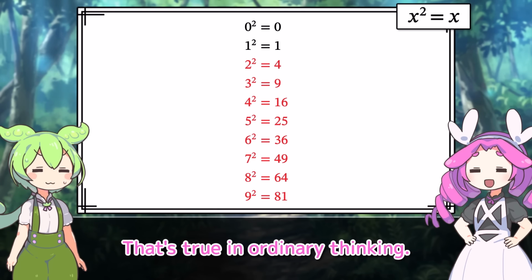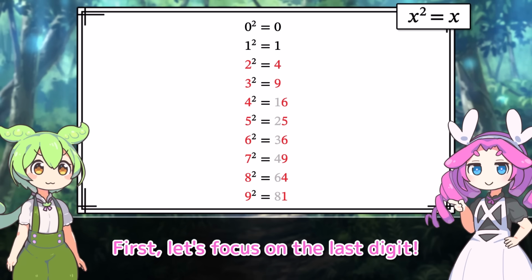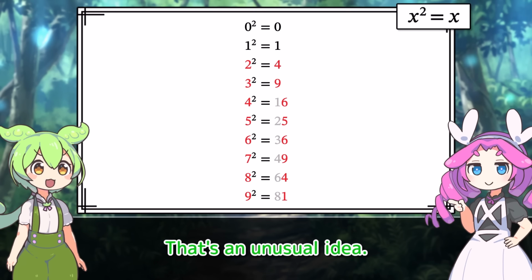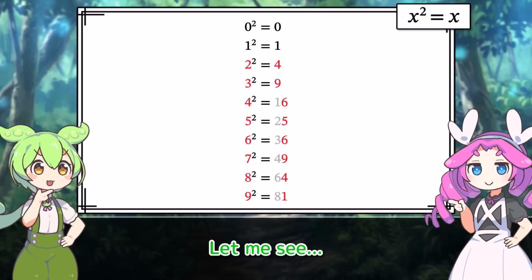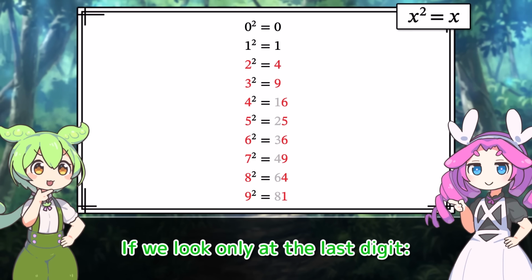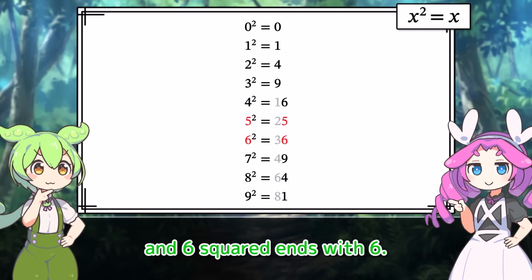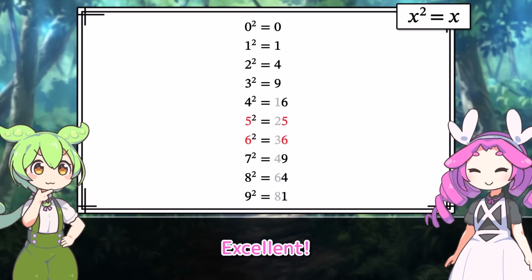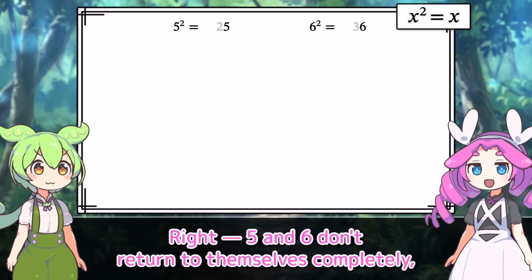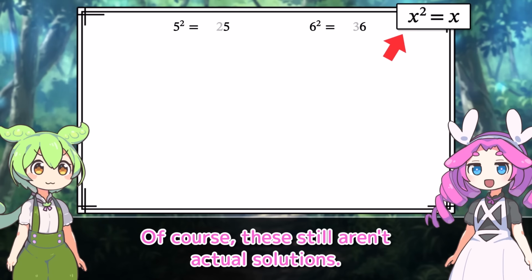That's true in ordinary thinking. So we need to change our perspective. First, let's focus on the last digit. That's an unusual idea. Let me see. Did you notice anything? If we look only at the last digit, 5 squared ends with 5, and 6 squared ends with 6. Excellent. Right, 5 and 6 don't return to themselves completely, but their squares end in the same digit. Of course, these still aren't actual solutions.